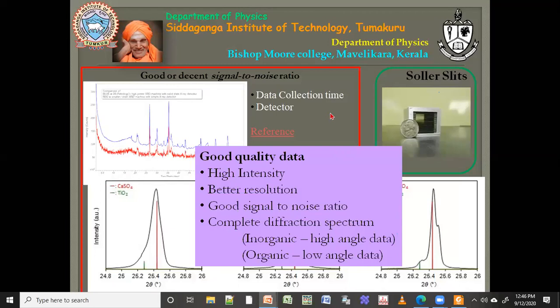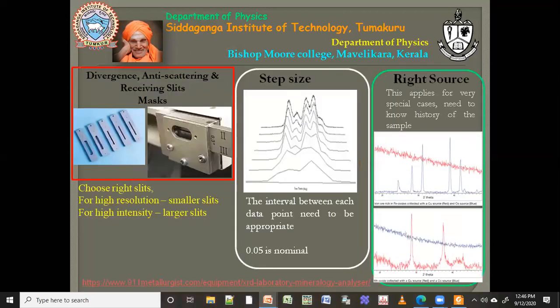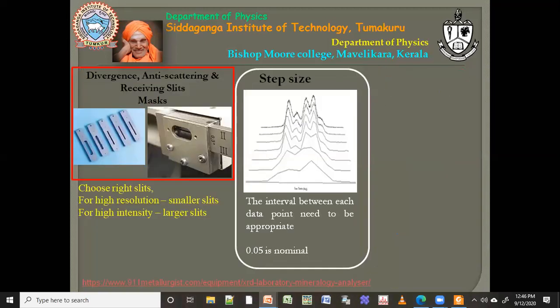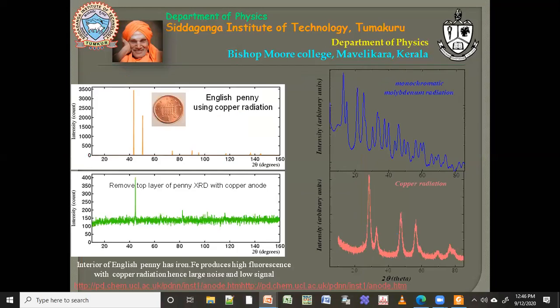If you have more peaks, this is what I explained in the case of molybdenum. Instead of stopping at 90, if I go up to 120, I may get some 4 more peaks. If I have more peaks, that means I can get more information.